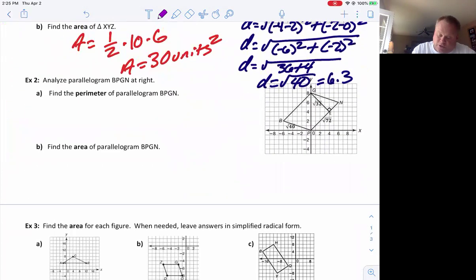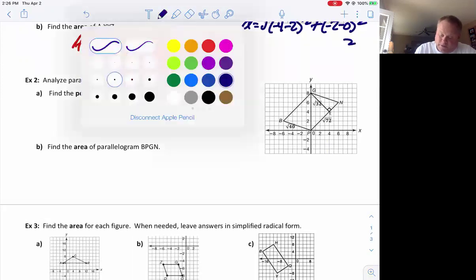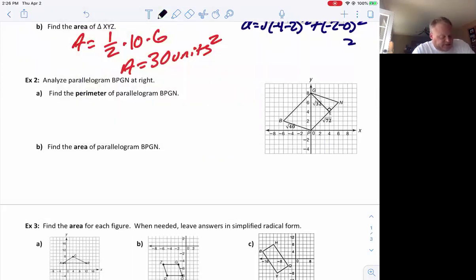Example 2. Now I'm going to erase these a little bit, but you had them already on there. So it gives me a little bit of room for this one if I need it. And the next one says we want to analyze the parallelogram. So we know this is a parallelogram. So part of that tells me that I know that this is congruent to this, and this is congruent to that.